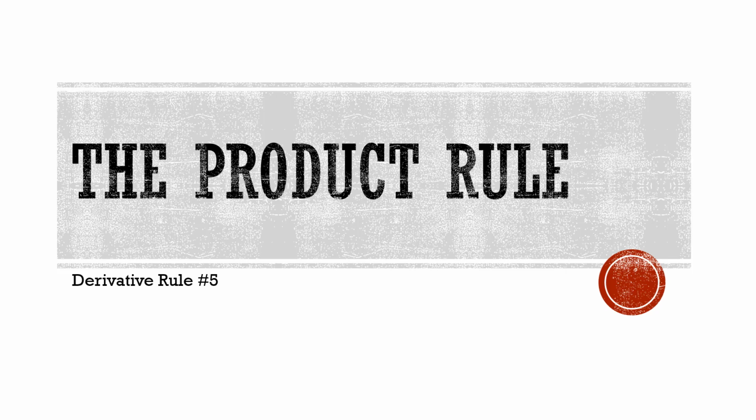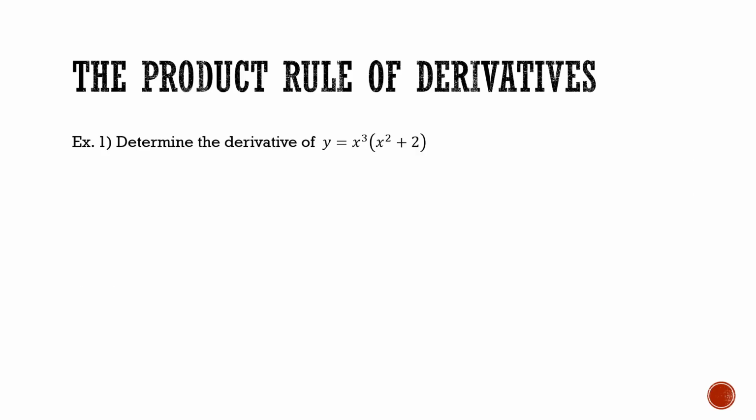In this video, we're going to go over our next derivative rule, the product rule. And we're going to jump straight into an example. Determine the derivative of y is equal to x cubed times x squared plus 2.